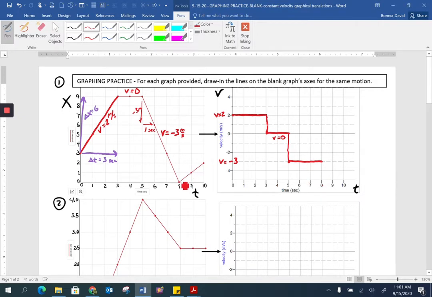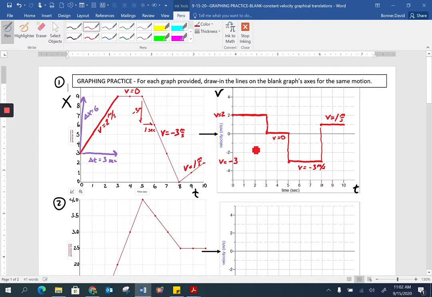And then from here, it's going to be 8 to 10 seconds. It's going to be going up 1 and over 1, up 1 over 1. And so that is going to be a slope of 1 meter per second. And 1 meter per second is going to be up here at v equals 1. And that's from 8 to 9 seconds. I should write here, this is v equals negative 3, so it's more clear.